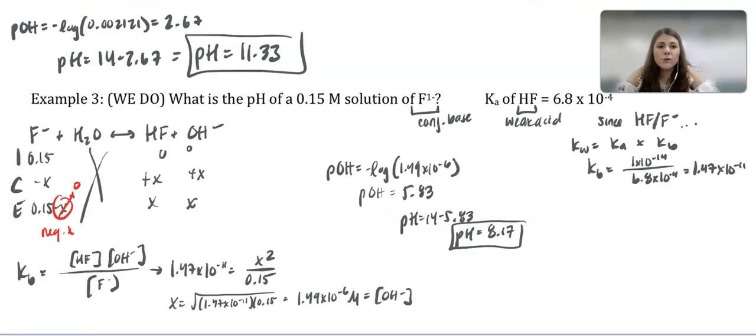All right, so you should have gotten the Kb as 1.47 times 10 to the negative 11. So then, as I write my reaction of F minus plus water, I get HF plus OH minus. Here, plugging everything in and then solving for X, I get 1.49 times 10 to the negative 6 as the concentration of hydroxide. So taking the negative log of that, I get a pOH of 5.83. So then 14 minus 5.83, I get a pH of 8.17.